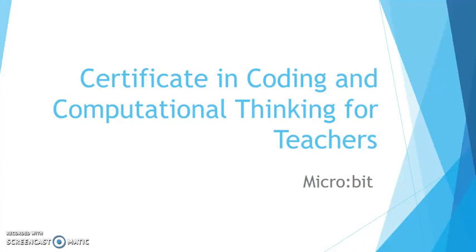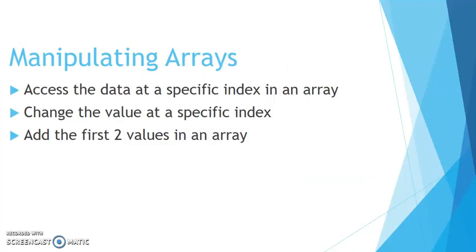So in this screencast, we're going to look at manipulating arrays. We're going to look at things like accessing the data at a specific index in an array. We're going to change the value at a specific index, and we're going to do something like add the first two values in an array. So this is to supplement what we've already looked at in arrays, and it's just to do some very specific things. So we'll just look at a project within makecode.com and see how we can do these things.